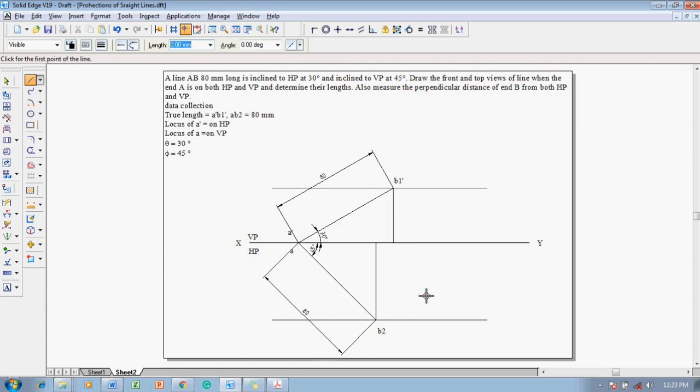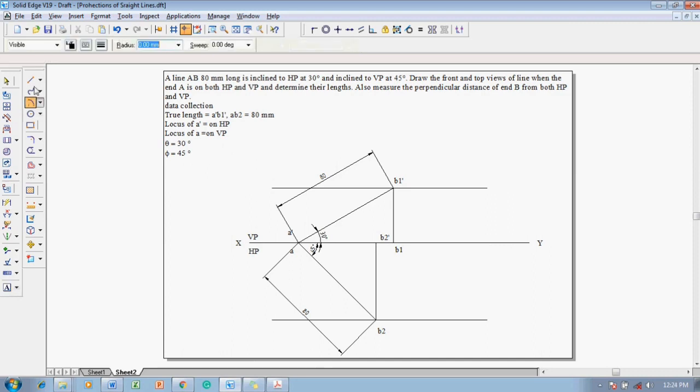Let me locate it on the point on element. Then this point is nothing but B2 dash. Let me mark this point as B2 dash. And then this point will be marked as B1 in the top view.